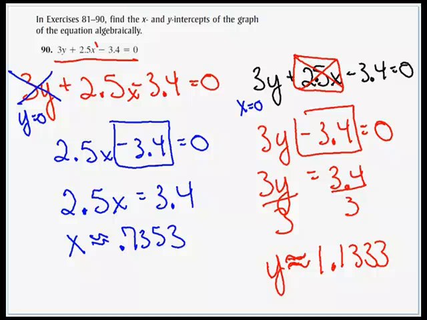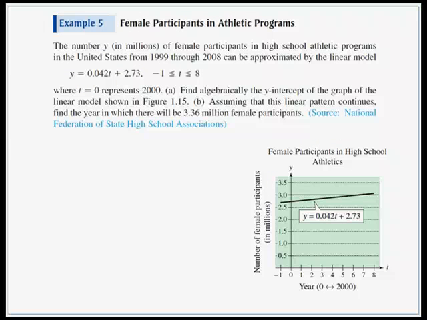All right, I think we got one more example before the practice problems. Example 5 is just sort of a real-life application to this stuff we're talking about. It says here, female participants in athletic programs. The number y, measured in millions, of female participants in high school athletic programs in the United States from the years 1999 to 2008 can be approximated by this linear model.